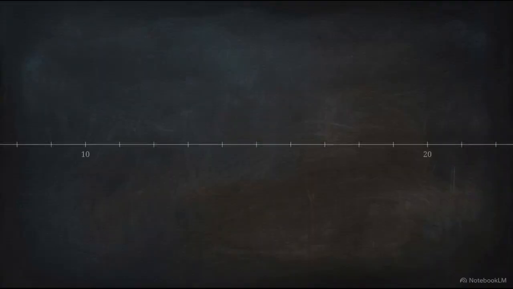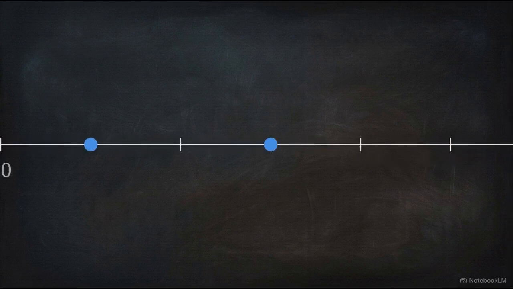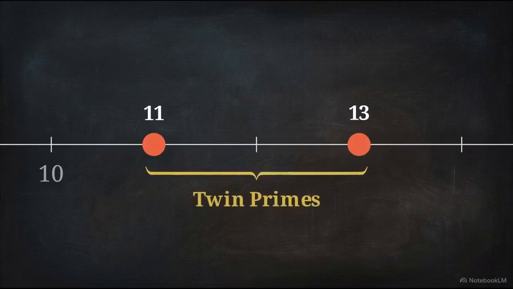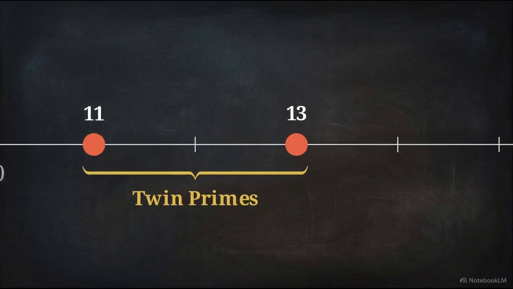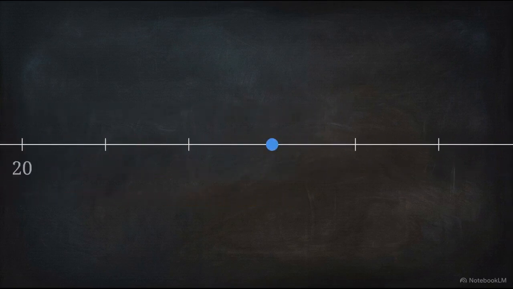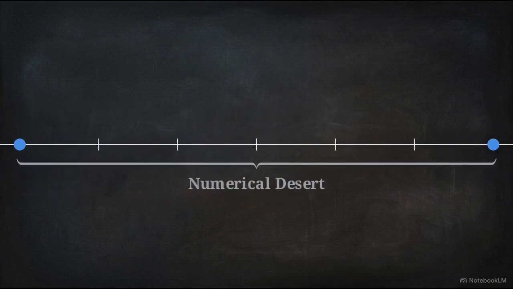When you plot them on a standard number line, their placement looks like static. There is no obvious rhythm. They appear as discrete points scattered across a one-dimensional path. Sometimes they appear back-to-back as twin primes, like 11 and 13. Other times, you'll find yourself staring across massive numerical deserts with no primes in sight.